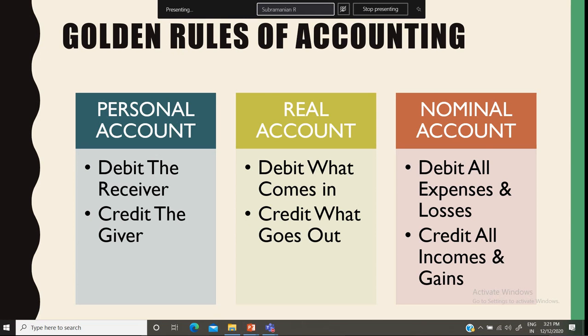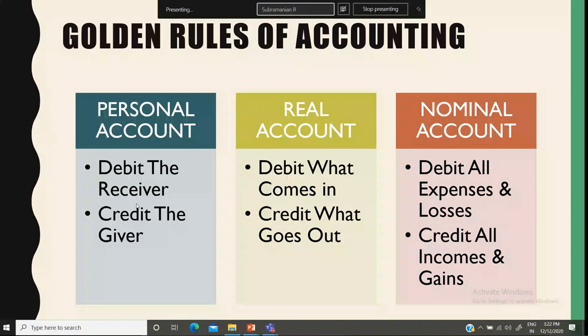If I am talking about rent or interest, it should suddenly come to your mind that it is a nominal account. Then, whether you are going to receive interest or pay interest, based upon that you will be either debiting or crediting. I hope these golden rules of accounting will be clear to all.